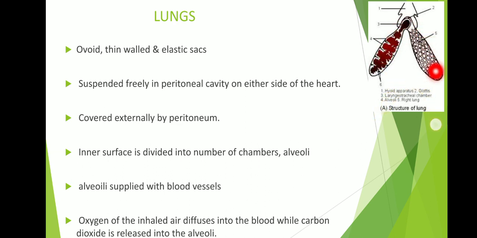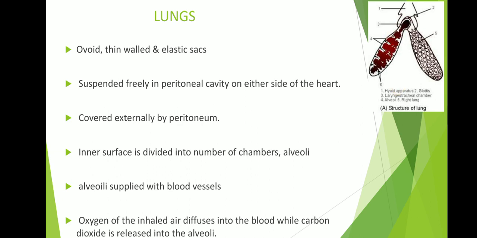They are present in both lungs, many alveoli are there. So this is what is called alveoli. So these are two lungs, elastic sacs suspended in the peritoneal cavity on either side of the heart. And inner surface is divided into number of chambers by septa. Those chambers or smaller units are known as alveoli.